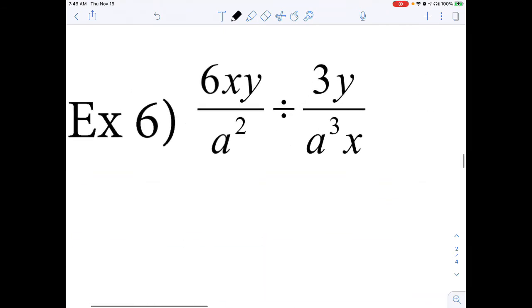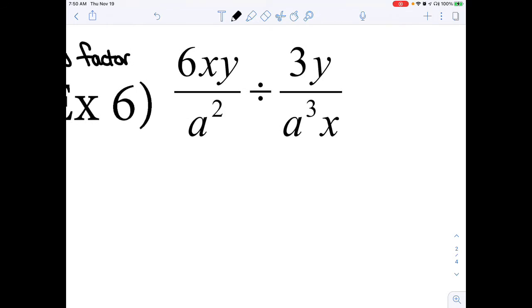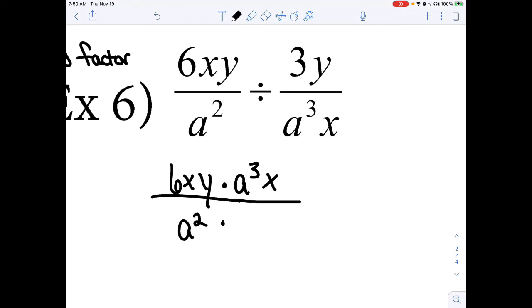What I want you to notice on example 6 is that they are all monomials. There is absolutely no factoring that happens in number 6 because they are all monomials, and monomials simply don't factor. Now, how do I know they're monomials? There's no plus sign and no minus sign. They're all like one unit. So what I'm going to do is follow the dividing steps, and the dividing steps say to keep the first fraction and multiply by the upside down, or I could say the word inverse, of the other fraction.